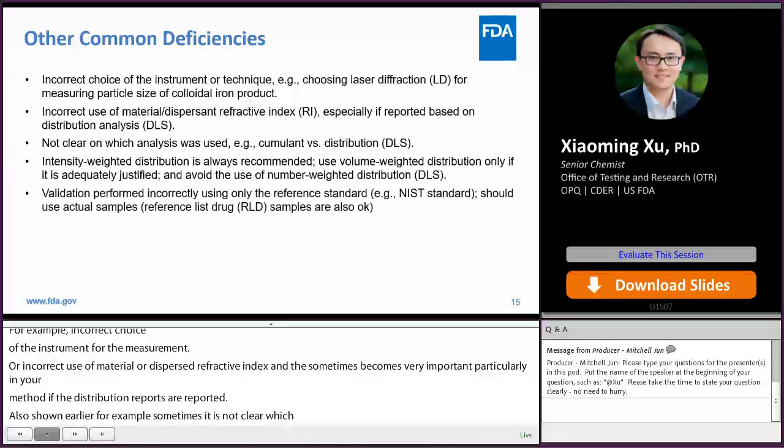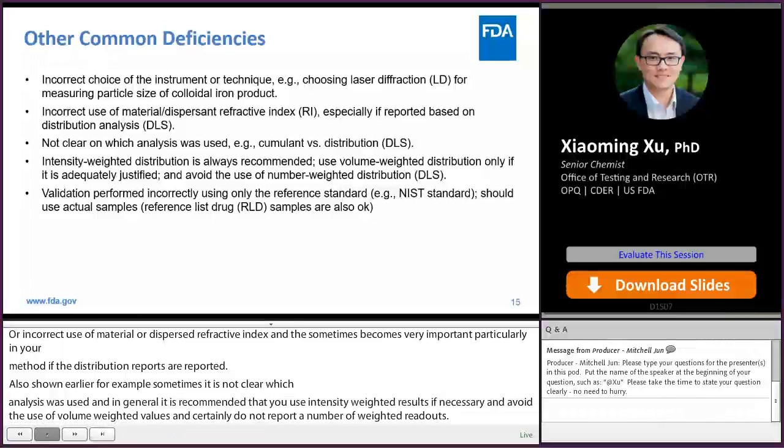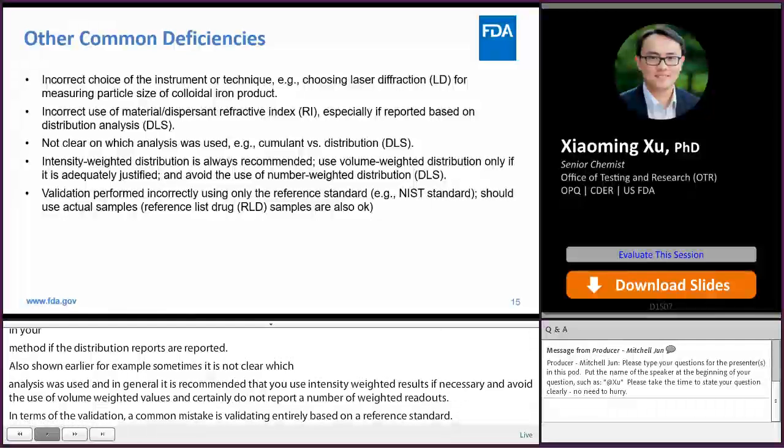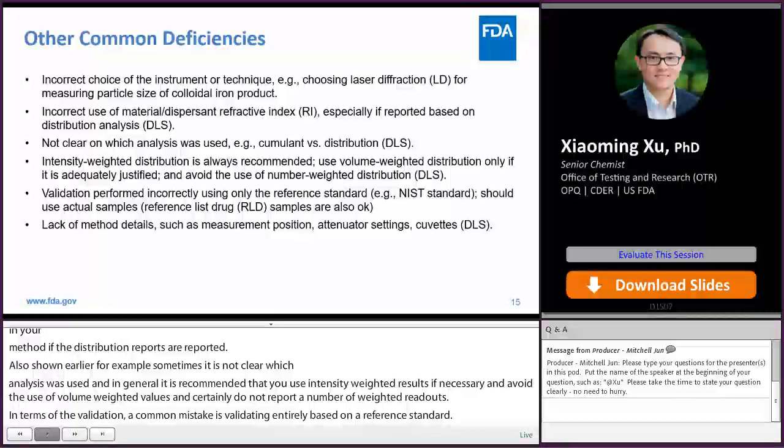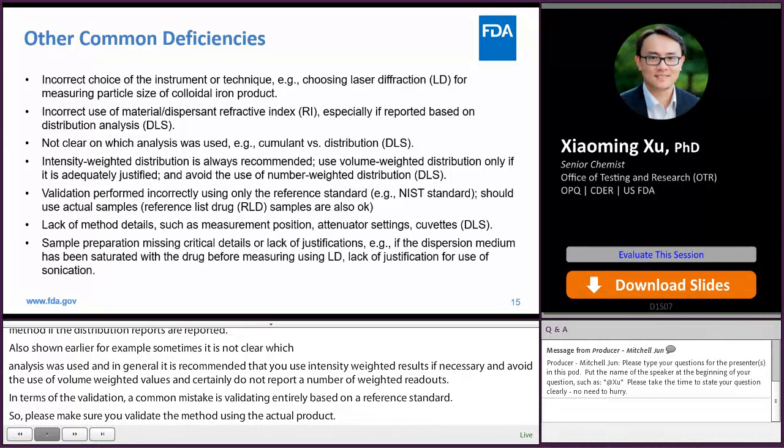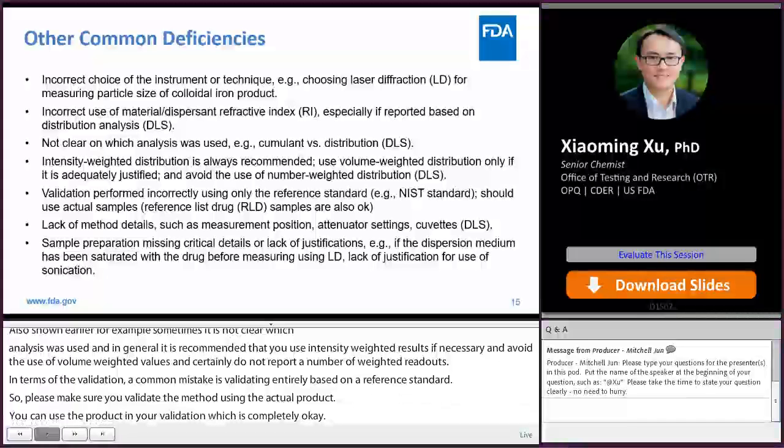In terms of the validation, a common mistake is to validate entirely based on a reference standard, such as NIST standard. So please make sure you validate the method using the actual drug product. You can use the ILD product in your validation, which is completely okay. And last but not least, make sure you include as much as possible of the details of your method and your validation, and provide sufficient justifications for critical parameters or settings. And indeed, the more detailed, the better.